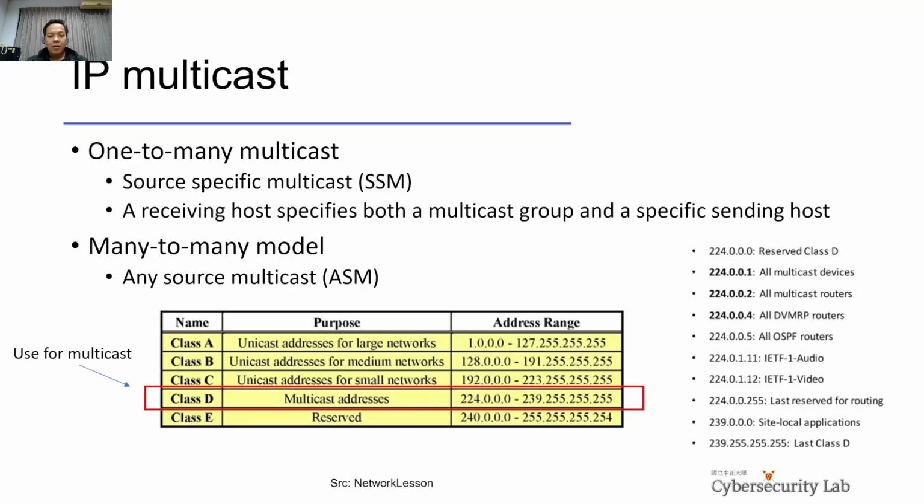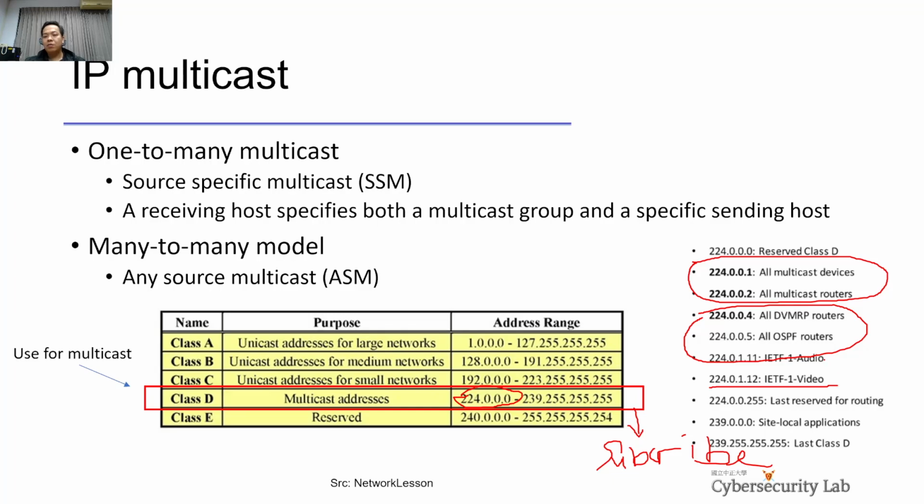In multicast, if one of the devices wants to join a multicast group, it can assign or subscribe to this kind of address. Just subscribe to this address. Over here, I have several of the most famous multicast addresses. This one is for all multicast devices or routers, this one for some specific routers, and this one for video or audio applications.